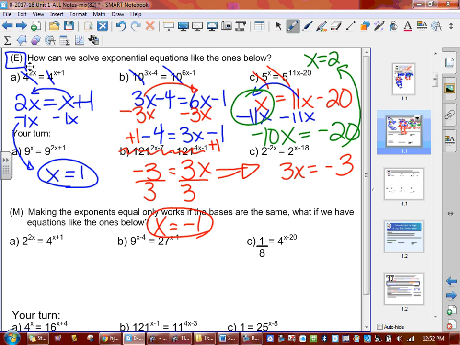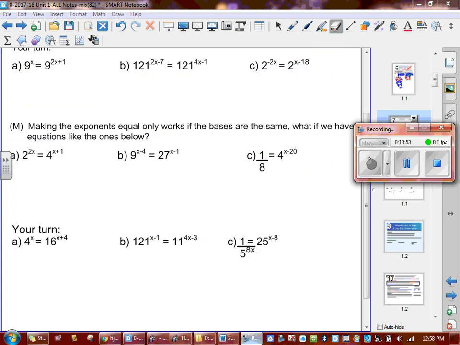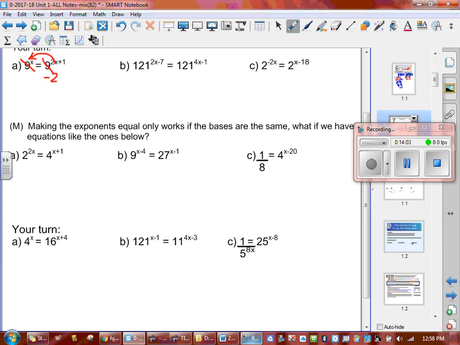Let's take a look. Okay, first question. Drop our 9s. Then we're going to bring our 2x to the left. Okay? So minus 2x, minus 2x. That's going to give us a negative 1x equals 1. And then we divide out the negative 1. Okay? Negative 1, negative 1. Therefore, x equals negative 1.